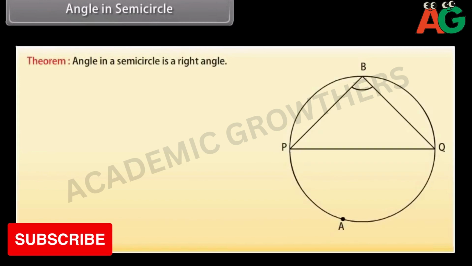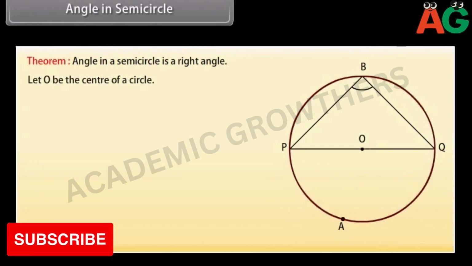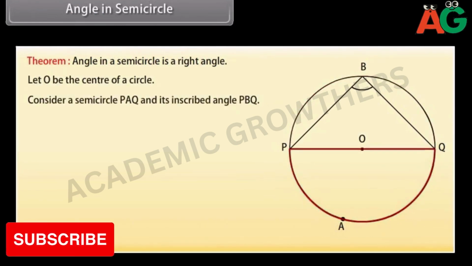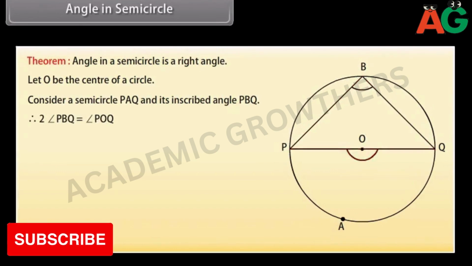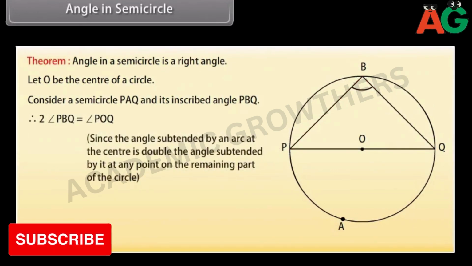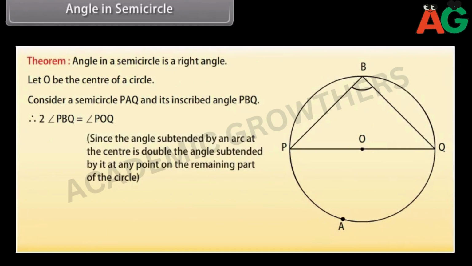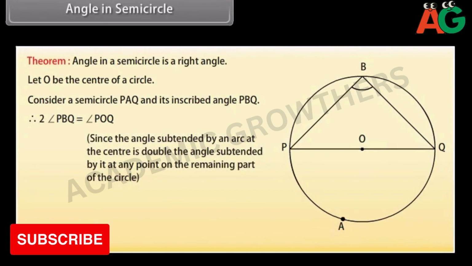Angle in a semicircle. Theorem: Angle in a semicircle is a right angle. Let O be the center of a circle. Consider a semicircle PAQ and its inscribed angle PBQ. Therefore, 2 angle PBQ is equal to angle POQ because we know that the angle subtended by an arc at the center is double the angle subtended by it at any point on the remaining part of the circle.